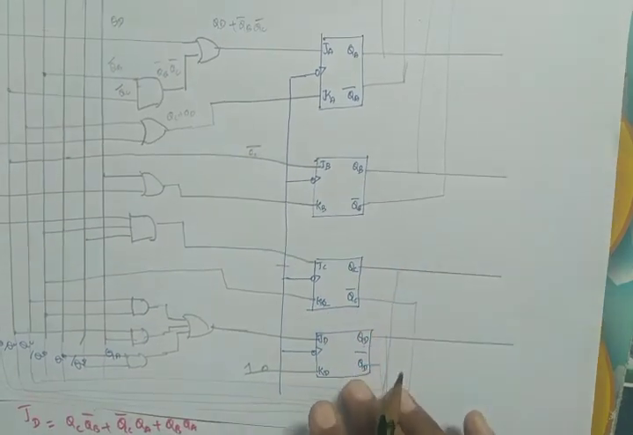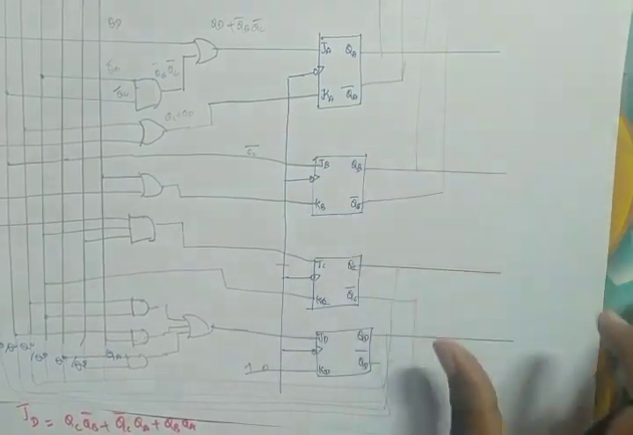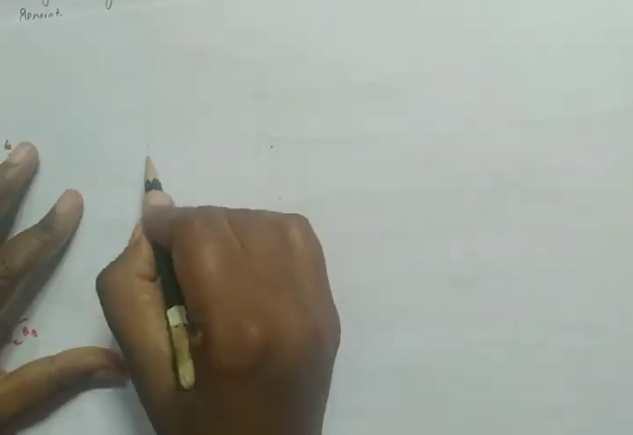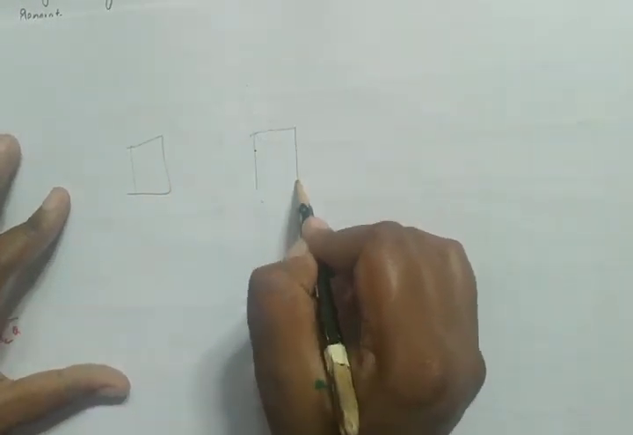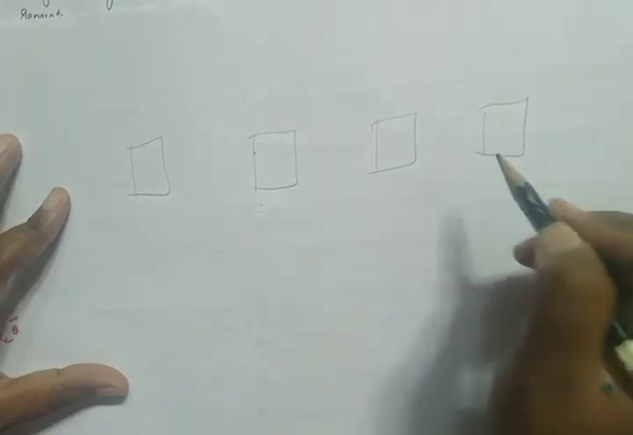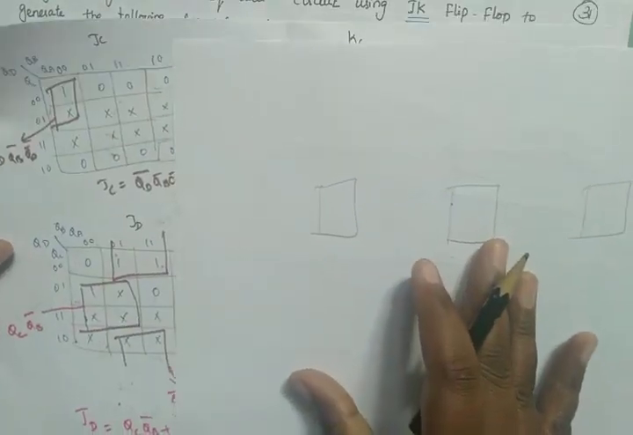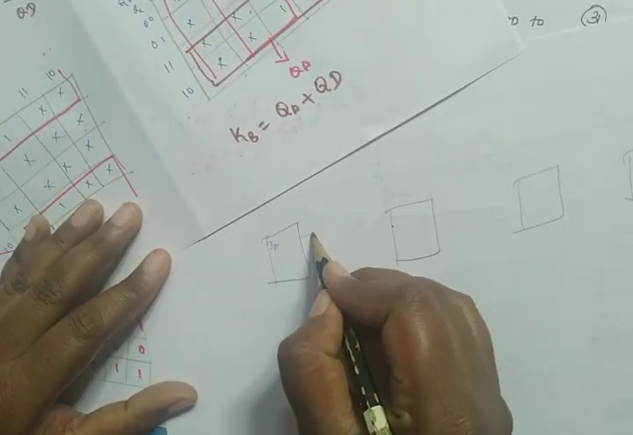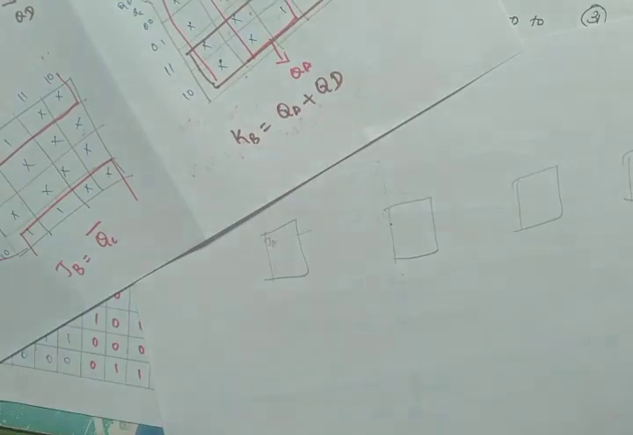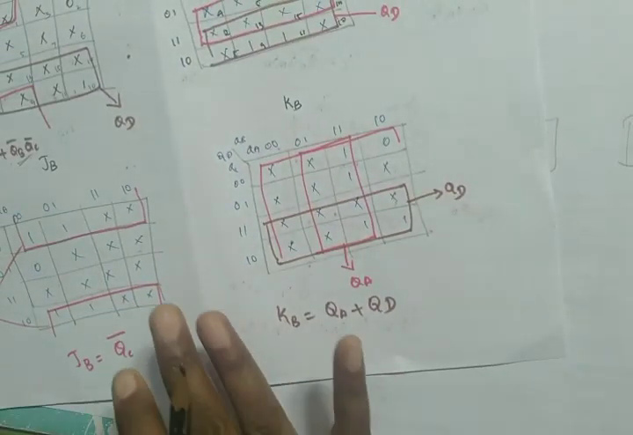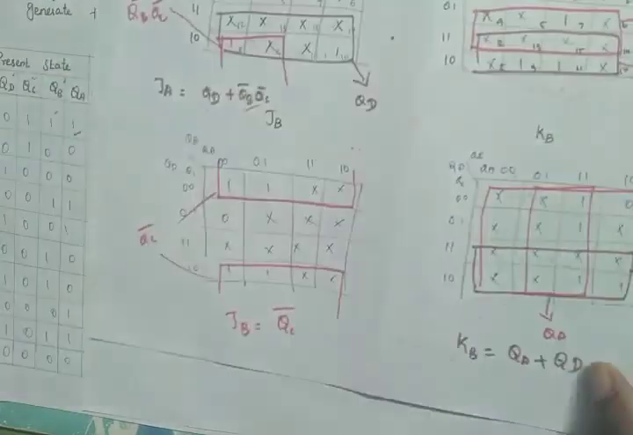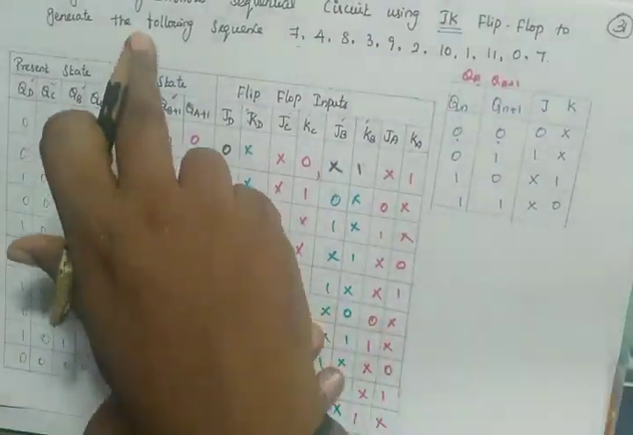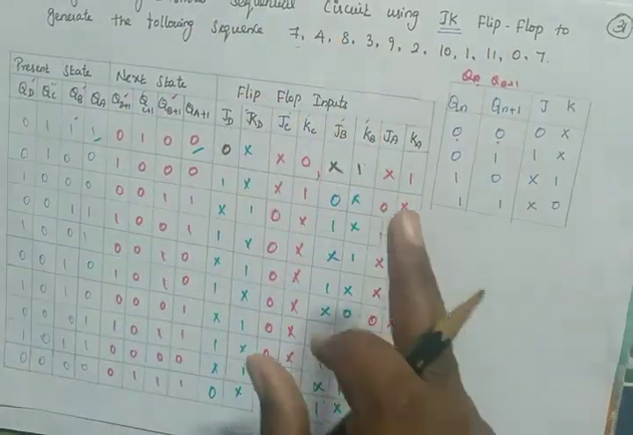Listen, there is no restriction that you have to draw the diagram like this. It is up to your wish. You can draw like this, or you can take a J flip-flop, A flip-flop, B flip-flop, C flip-flop, D flip-flop and draw the diagram like this also. For JA, we have QD, so we can write QD. There is no restriction for drawing the diagram. So this is how we have to design a synchronous sequential circuit.